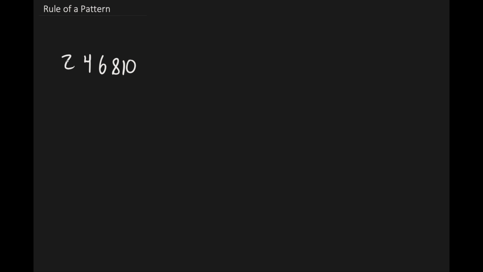The rule is how much it takes for one number to get to the other. So what I mean by that is for 2 to get to 4, you have to add 2, because 2 plus 2 equals 4. And only 2 plus 2.